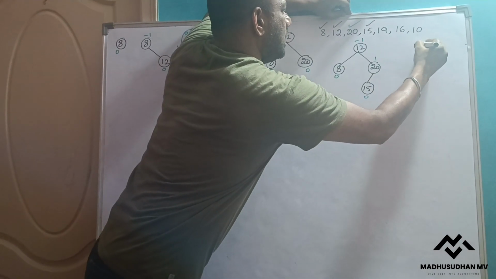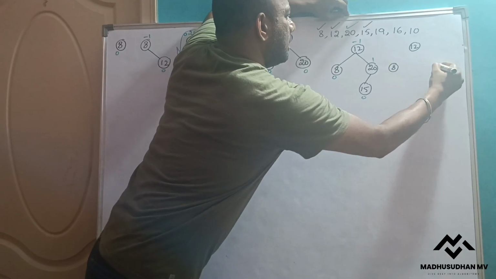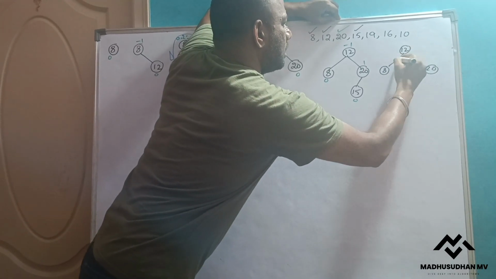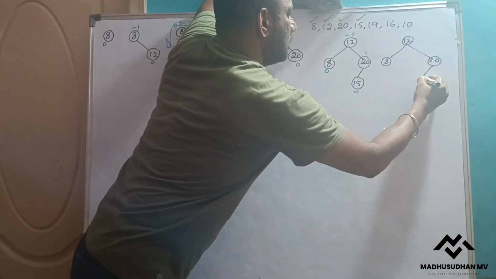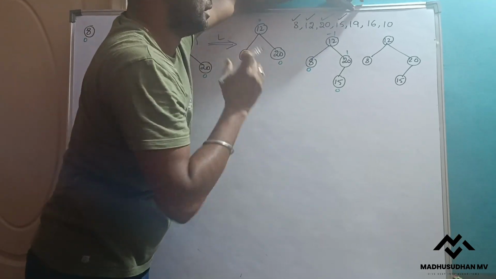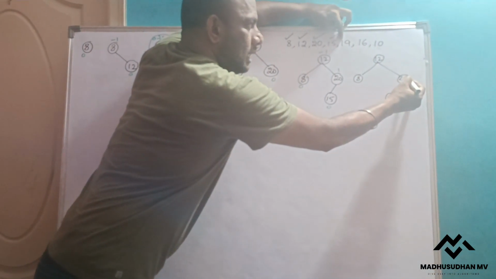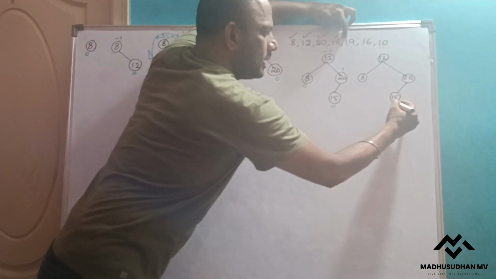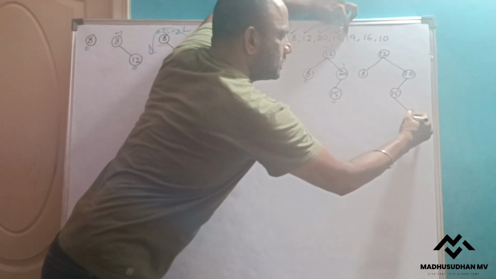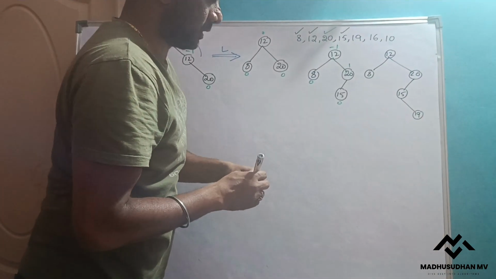So rewrite this once again: 12, 8, 20. Now to this one, 19. Now greater than the root, come towards the right. Lesser than 20, come here. Greater than 15, so 19 comes here. Now check the balance factor for this.